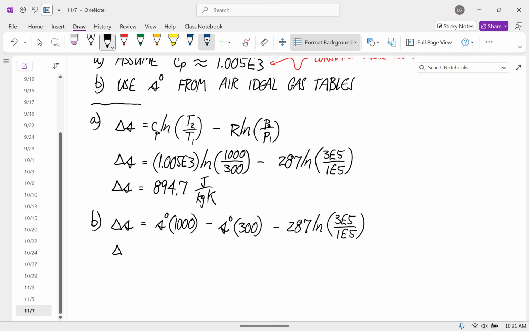So delta S is equal to 2.97 times 10 to the third minus 1.70 times 10 to the third minus 287 times the natural log of 3. When you do that division, you get that the change in specific entropy is 952.7 joules per kilogram Kelvin.